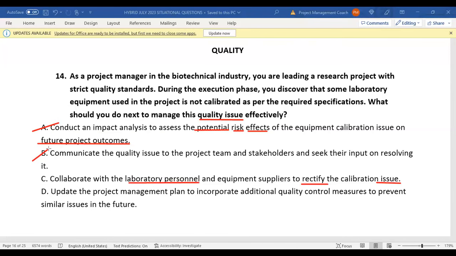D says update the project management plan to incorporate additional quality control measures to prevent similar issues in the future. Now, that's not a bad thing, but it's not going to happen first. C happens and then D. So the best option here, my friends, is C. Okay? Collaborate with the laboratory personnel and equipment suppliers to rectify the calibration issue.